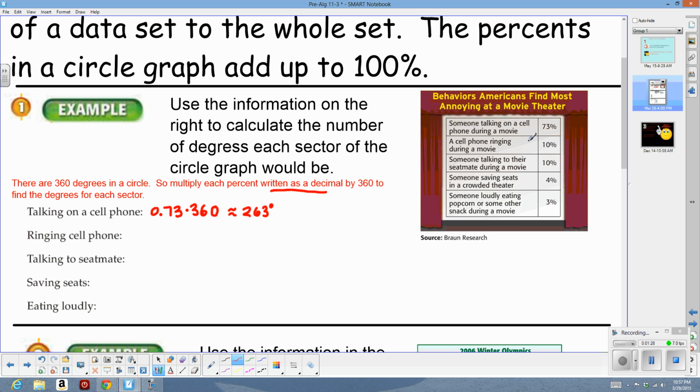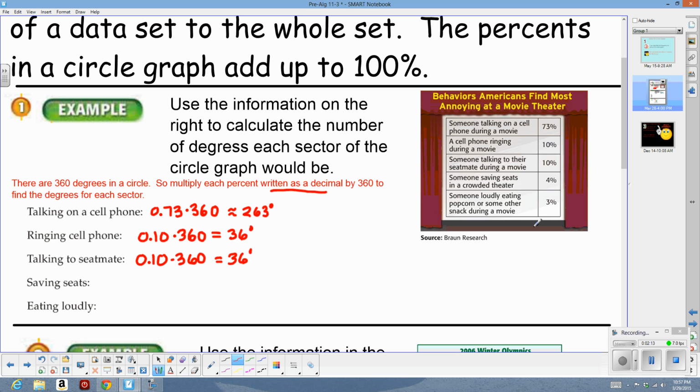Ringing cell phone, that's 10%. So 10% of 360, we're going to take 10% and write it as a decimal, 0.10, times 360. That's going to give us 10% of 360. 10% of 360 is 36 degrees. Now talking to a seatmate is also 10%. So again, 10% of 360, you write it as a decimal, 0.10 times 360, equals 36 degrees.